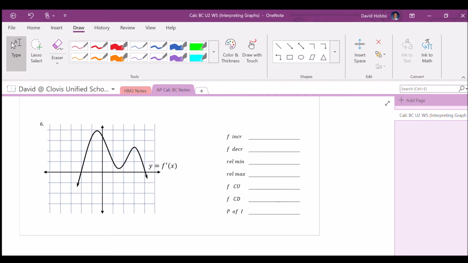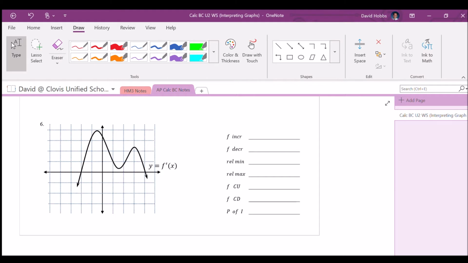So I'm looking at problem number 6, and this is problem number 6 from the worksheet that you're being assigned. We'll just go ahead and walk our way through this one together, and then you can do the rest of the problems. So first thing I'm noticing here is that this is the graph of a derivative.